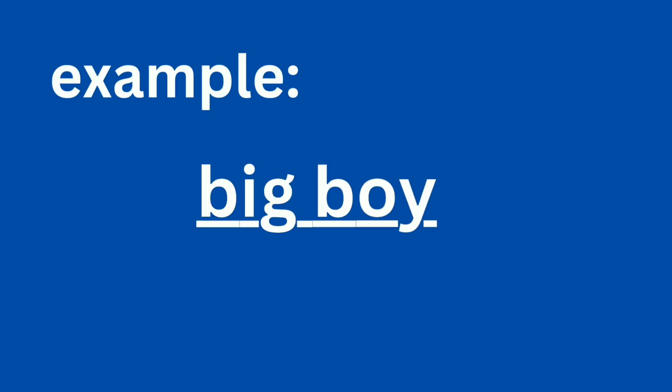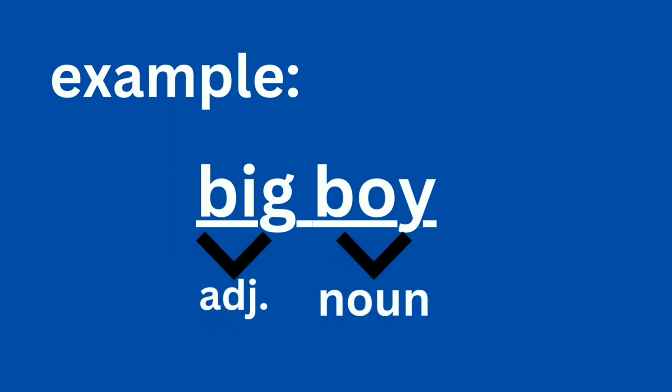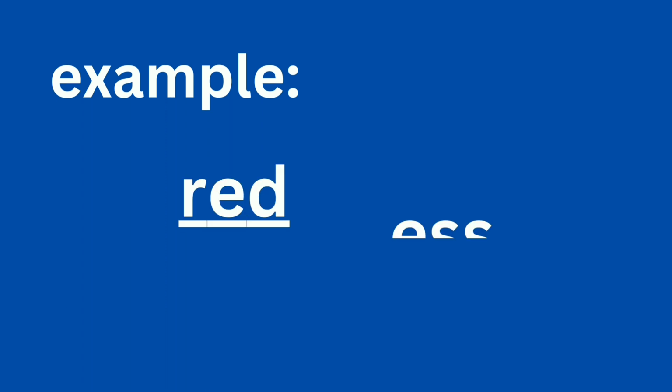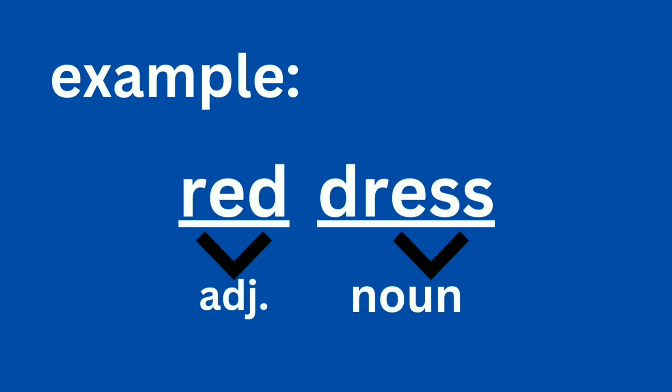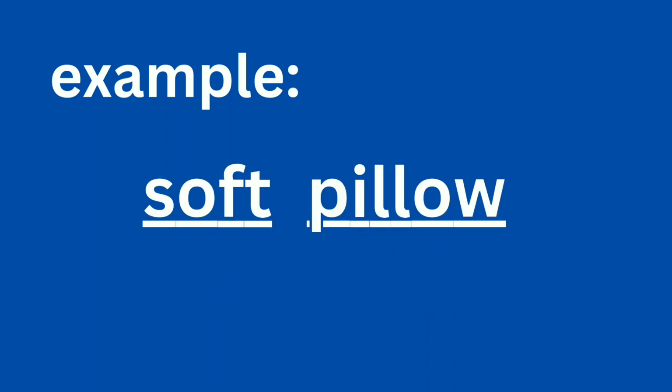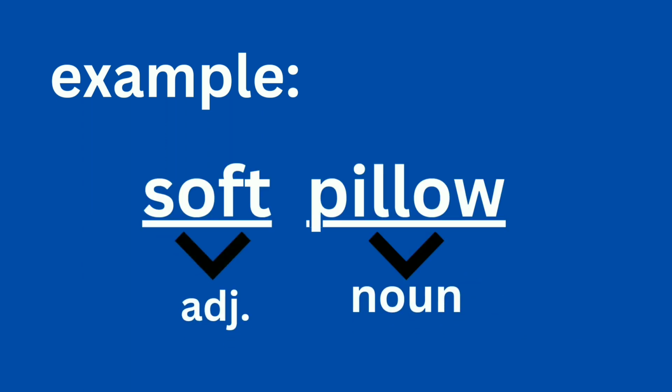Here are some examples. Big boy. Big is an adjective, boy is a noun. Another example is red dress. Red is an adjective and dress is a noun. Another example is soft pillow. Soft is an adjective and pillow is a noun.